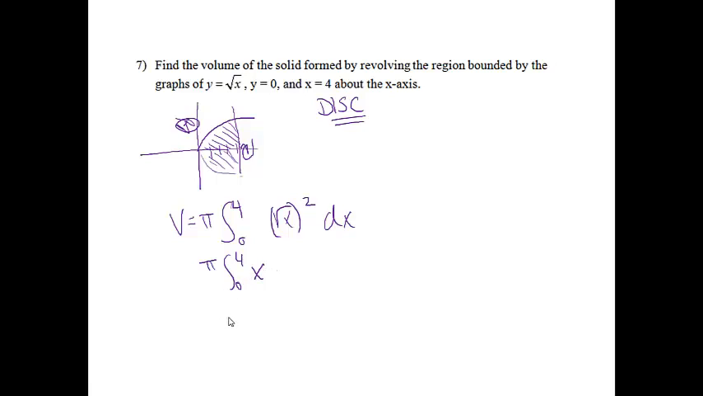If I take the integral of x, that will be 1/2 x squared. And I'm just going to let my pi tag along. I'm going to plug in 4, and then I'm going to plug in 0. If I plug in 4, I will get 8 as an answer. If I plug in 0, I will get 0 as an answer. And still my pi is hanging on for the ride. 8 minus 0 is just 8, and then I have 8 pi. So that would be the volume of that figure.